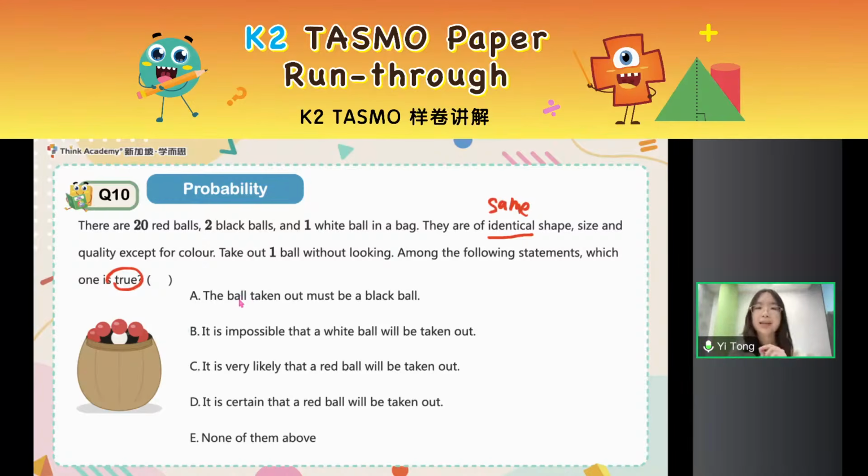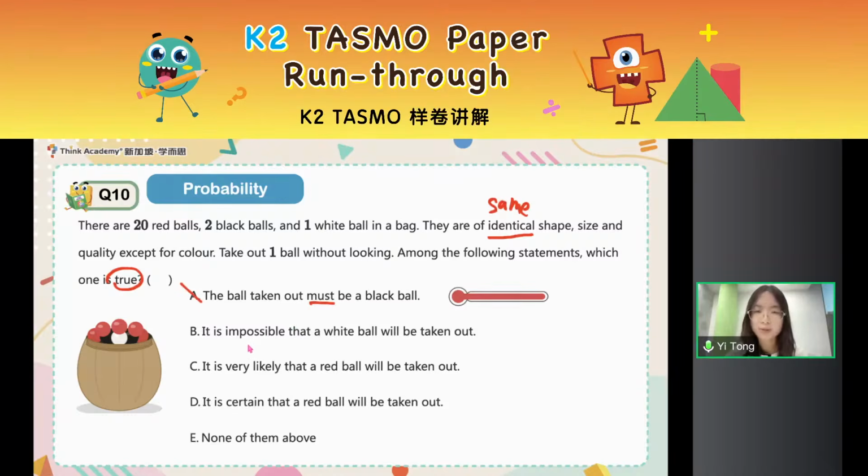Now, look at statement A. The ball taken out must be a black ball. Must. What does it mean? I'm going to use a thermometer to show you. Must means every single time. So it means that the thermometer is full every single time. It has to be a black ball. Now, looking at the balls, is every ball a black ball? No, right? We still have other colors. We have the red color, white color. So we can cross out A and look at B.